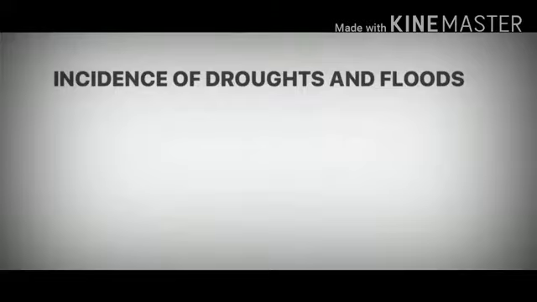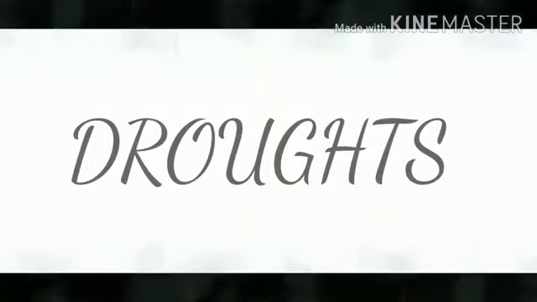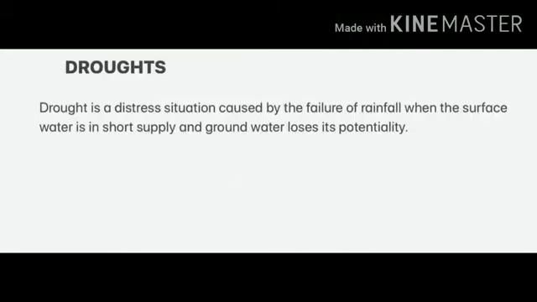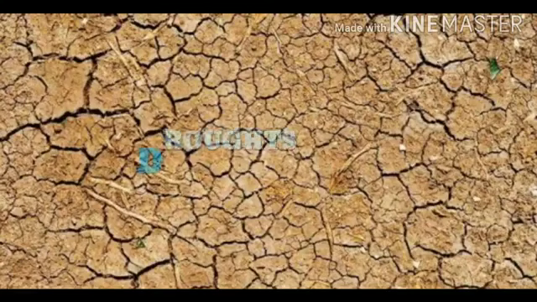Incidents of droughts and floods. Firstly, let us talk about droughts. Drought is a distress situation caused by the failure of rainfall when the surface water is in short supply and the groundwater loses its potentiality.